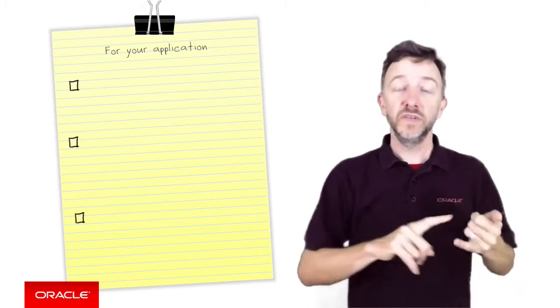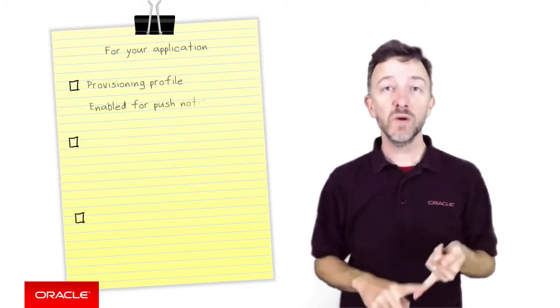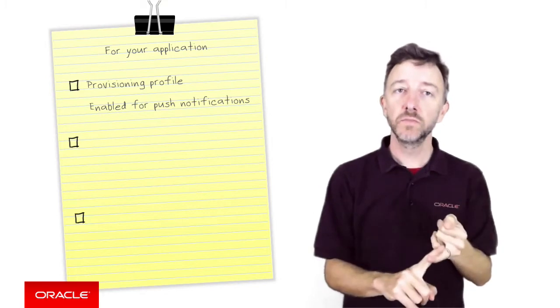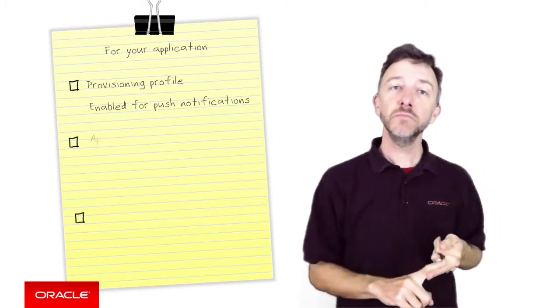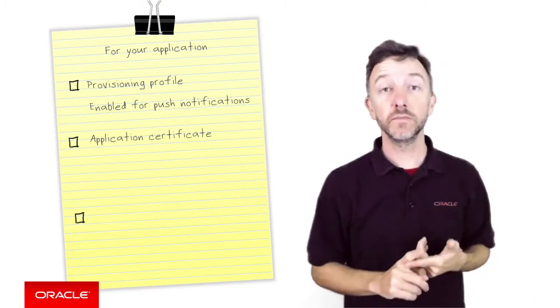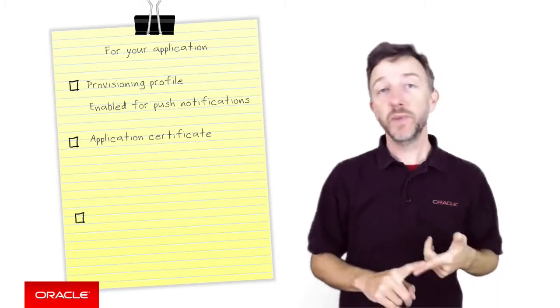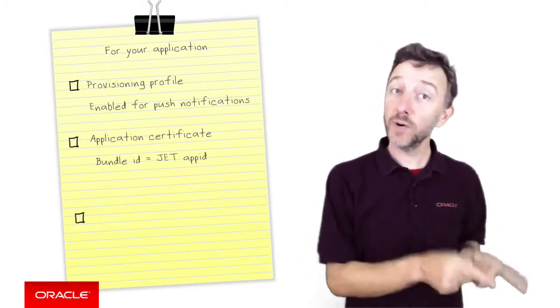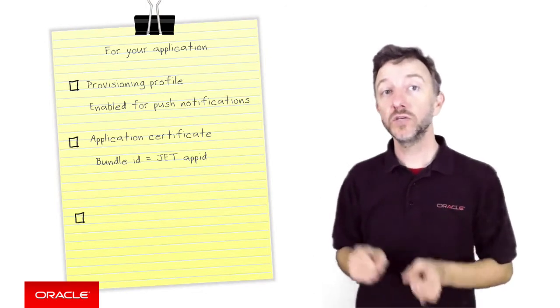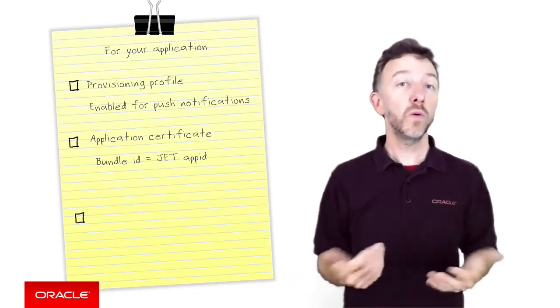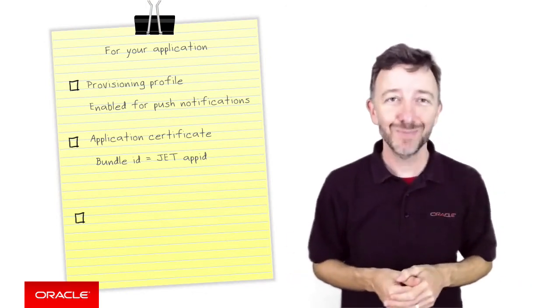From Apple's Developer Center via your developer or enterprise account, you need to create for your application a provisioning profile, and this provisioning profile must be enabled for push notifications. You in turn must create an application development or distribution certificate. Note that the certificate's bundle ID must match the app ID we supplied when we created the Oracle JET application earlier, which you will remember was com.acme.myjetapp.